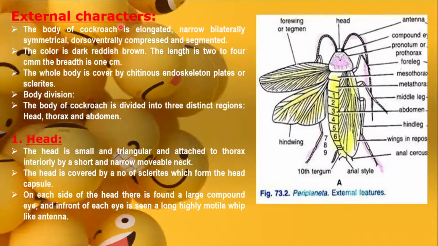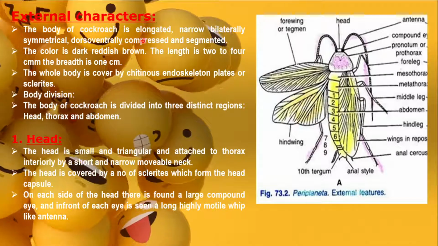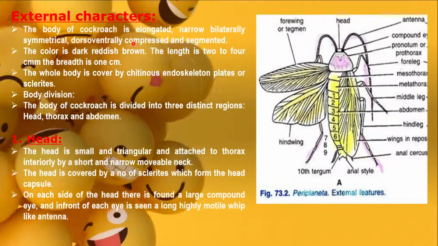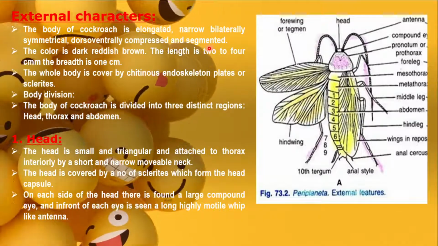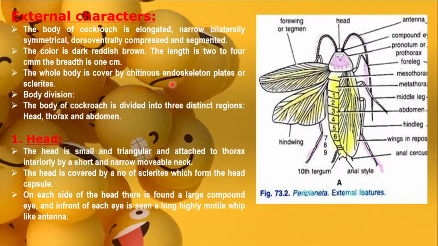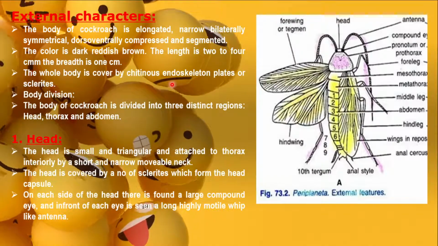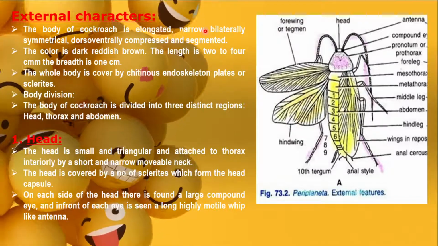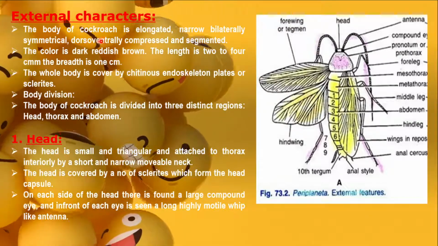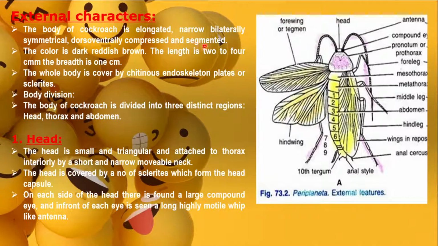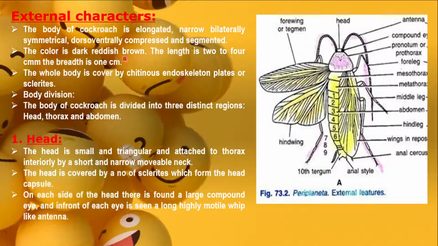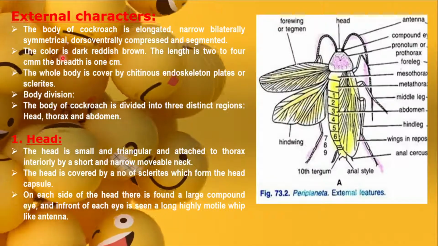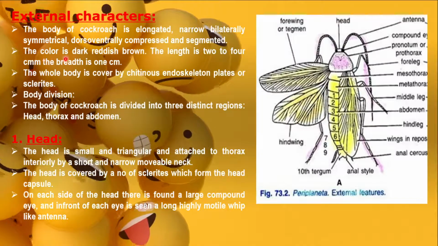Now, external characters of cockroach. The body of cockroach is elongated, narrow, bilaterally symmetrical, dorso-ventrally compressed and segmented. All these characters we studied in the previous lecture, but I have given them here to highlight them. The color is dark reddish brown. You all very well know how the cockroach looks. So these are just general characters.